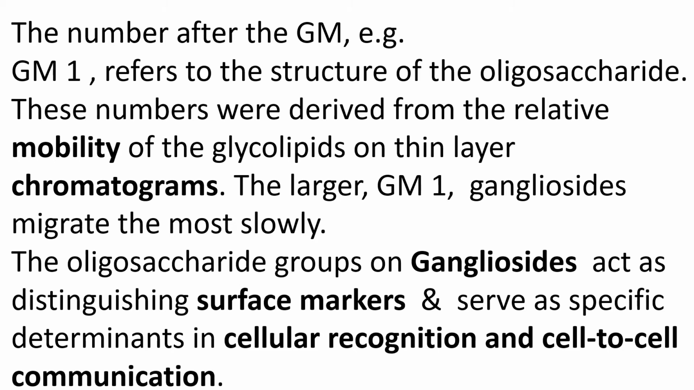Now this oligosaccharide chain attached to the ganglioside serves a very important function. It is used as a surface marker, and it has a role in cellular recognition and cell to cell interaction. This is the carbohydrate part which plays a role, because these gangliosides and cerebrosides are glycolipids, and if you recall, they are present on the outer side of the plasma membrane. So they have a special role in cell to cell recognition, as well as in the determination of blood group antigens.